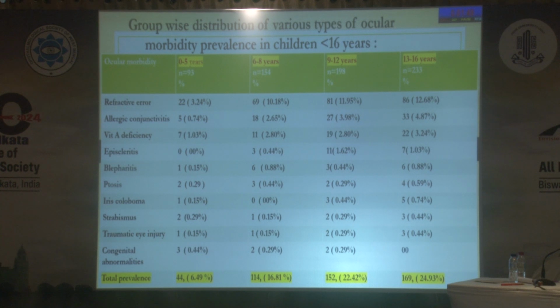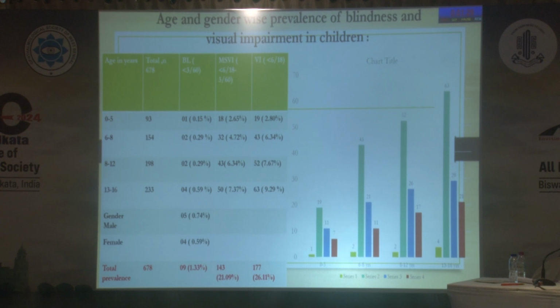In the age group between 0 to 5 years, the total prevalence was 6.49%. In the age group 6 to 8 years, 16.8% prevalence. In the age group 9 to 12 years, total prevalence was 22.42%. In the age group 13 to 16 years, total prevalence was approximately 25%. In age and gender-wise prevalence of blindness and visual impairment in children: out of 678 children screened, 9 children were blind, of which 5 were male and 4 were female, and moderate to severe visual impairment was present in 21%, and mild visual impairment in 26% of children.